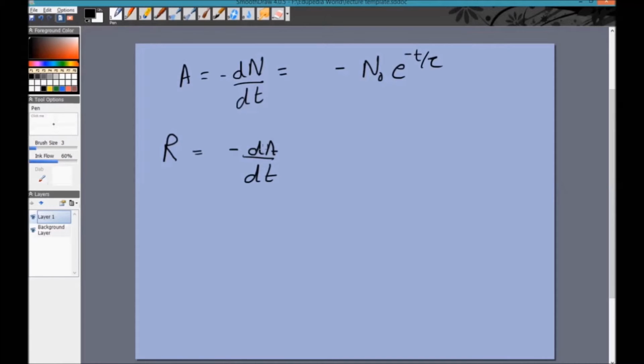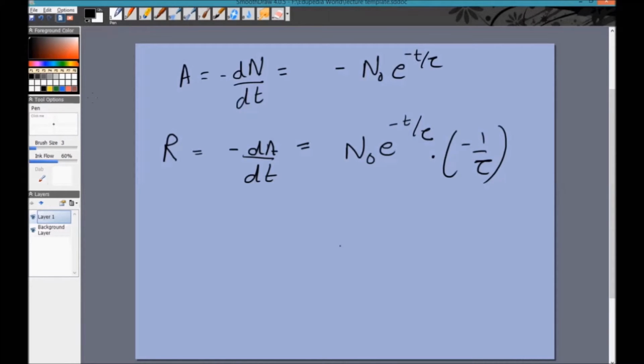We are given two radioactive sources P and Q, which have the same activity at t is equal to 0, and the rates of change of activities are Rp and Rq, and we want to find the ratio of them, right? So first of all we can just find R. R is minus dA by dt. That means R is equal to the derivative of dN by dt. Derivative of that gives me the double derivative of N with respect to time. So R will come out to be N naught e to the power minus t by tau into 1 by tau squared, right?